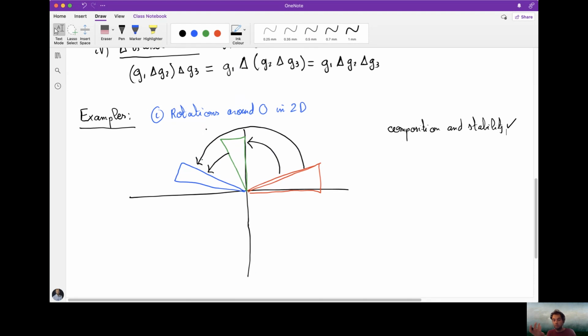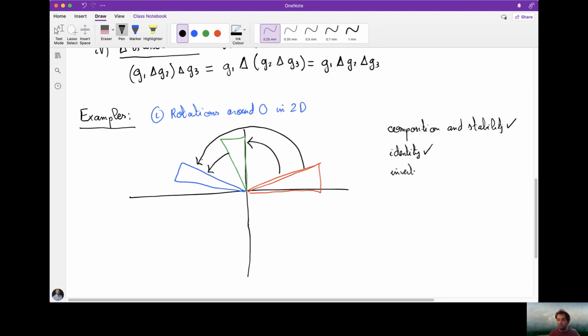Stability is okay. Second one is the identity element. Now we need to look, is there some rotation that corresponds to doing nothing? And that, of course, is okay. The identity is the rotation of angle 0, right? So that's a rotation and it corresponds to doing nothing.